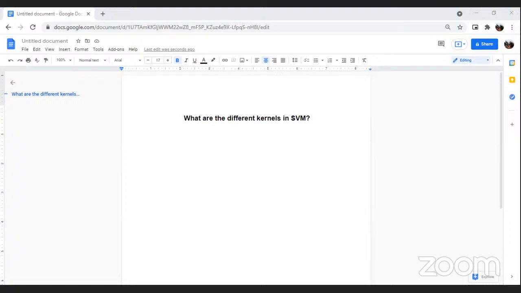Right. There are basically four types of kernel used in SVM. All right. So one is the linear kernel. The other one is the polynomial kernel, the radial basis kernel, and the sigmoid kernel. These are the four types of kernels used in SVM.